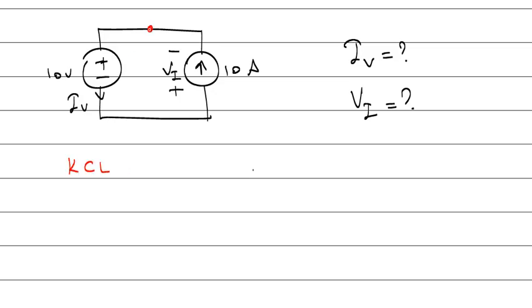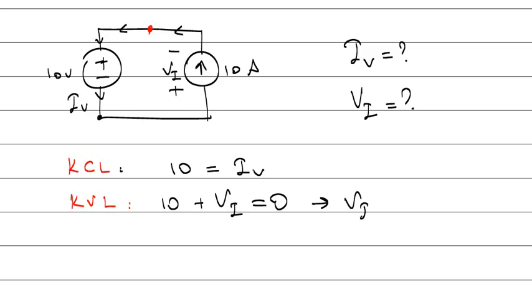KCL on this node. Entering current is 10. 10 is coming from here. Exiting current is IV. That's it. If you apply the KVL rule, you start from a point and follow the path, minus plus 10 volts, so there is a voltage increase. Continue, minus plus, there is a voltage increase again, plus VI is equal to 0. So VI is equal to minus 10 volts.